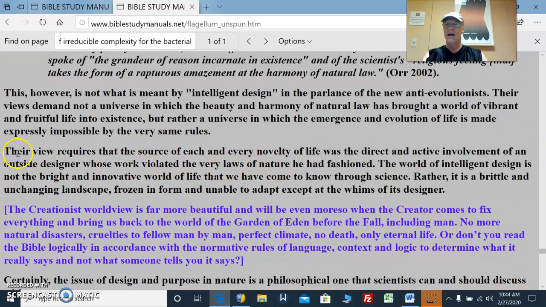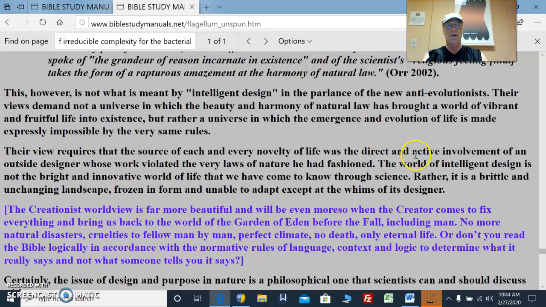The universe is beautiful. Their view requires that the source of each and every novelty of life was the direct and active involvement of an outside designer whose work violated the very laws of nature that he had fashioned. If he fashioned the universe, created it, he wouldn't violate those laws. He's got his own laws, right? Now, the laws of nature operate within nature. And the laws of God operate within God. And he can do both because he created the nature.